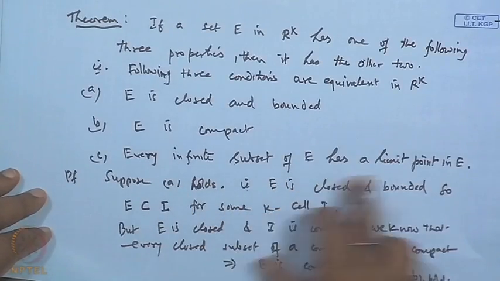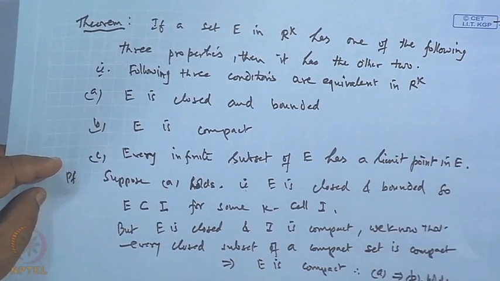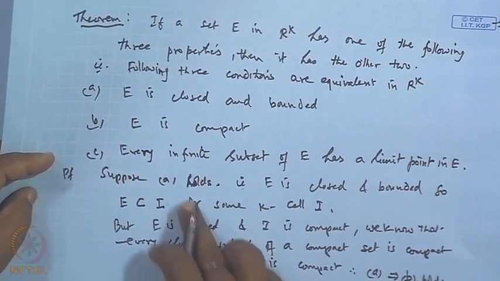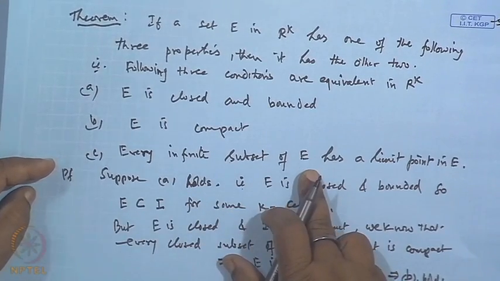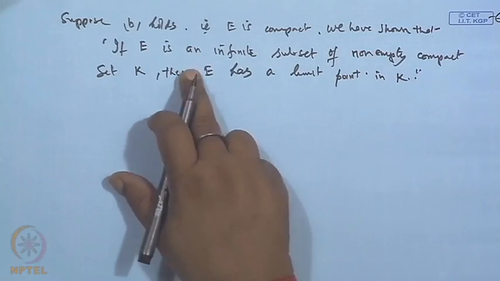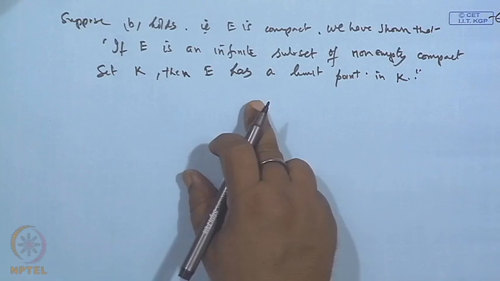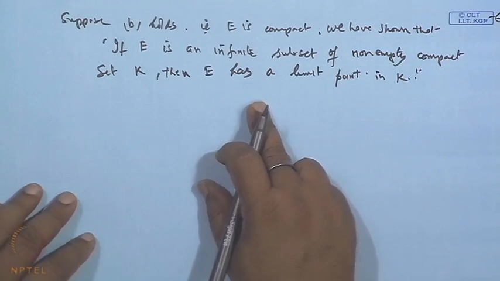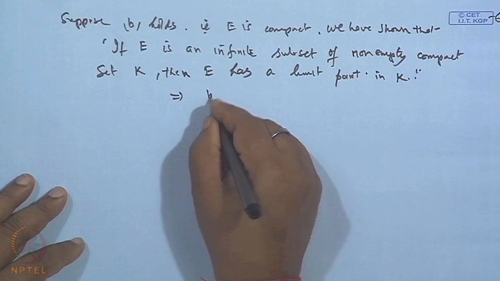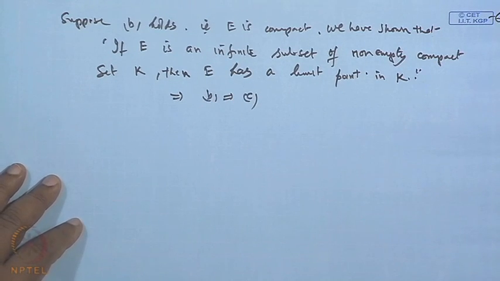We wanted that every infinite subset of E has a limit point in E. So, what it shows is that if I choose an infinite subset of E, a subset of the compact set, then it will have a limit point in E. So, obviously, B implies C. There is nothing more to prove here.